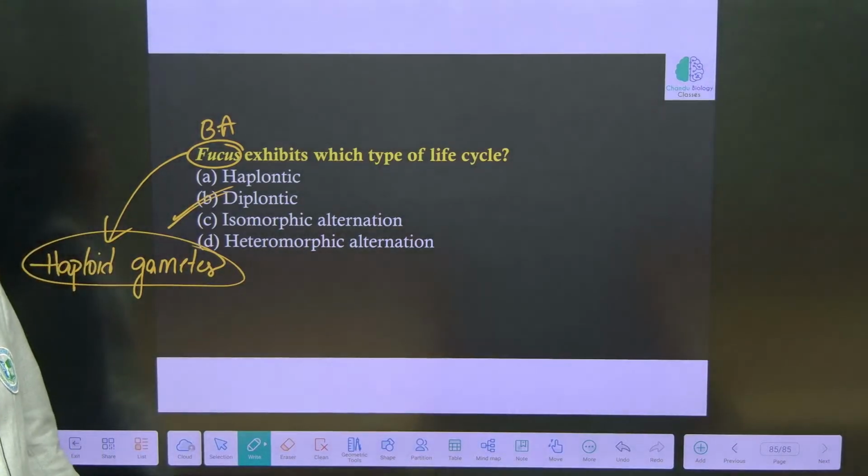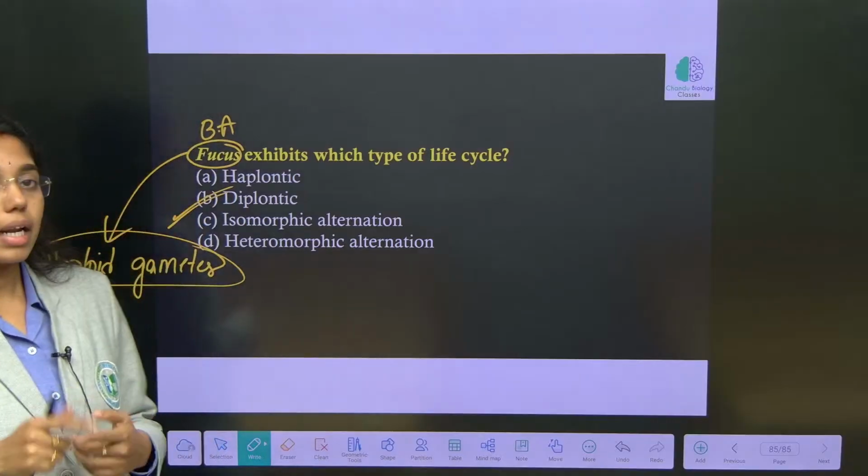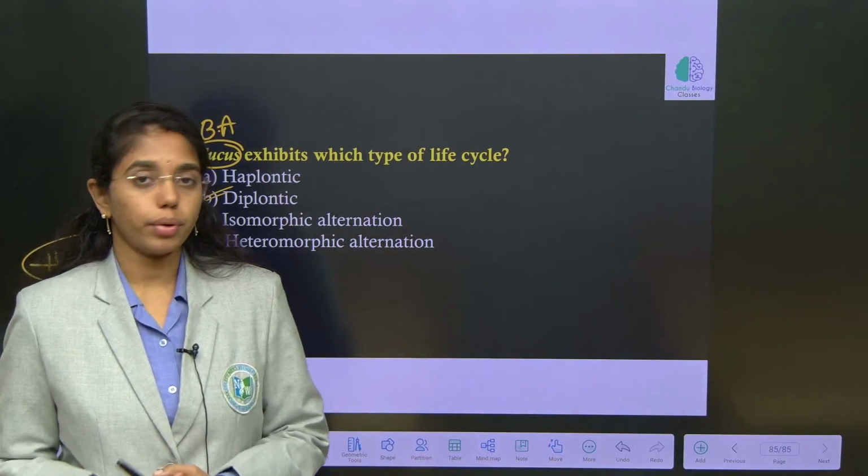Yeah. So with this the complete objective practice of phycology and mycology is done, and in our next session we will be starting with archegoniate. Done, right?